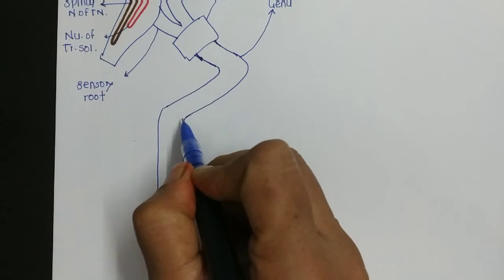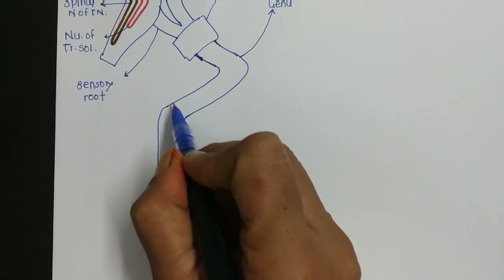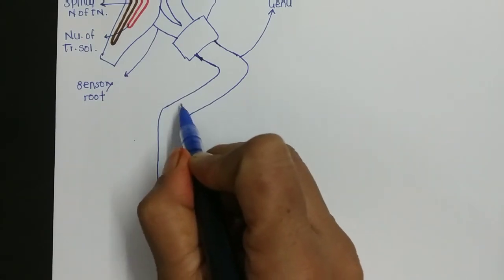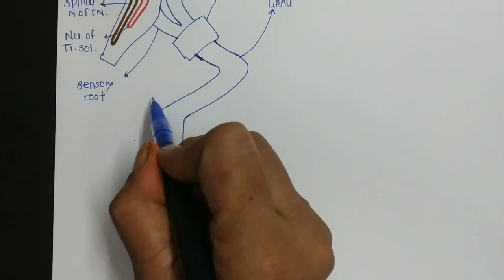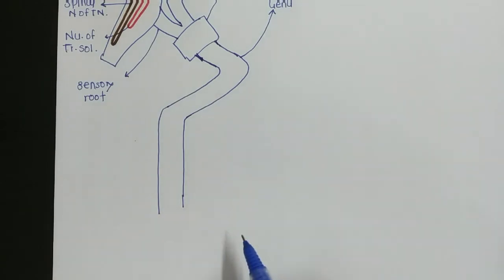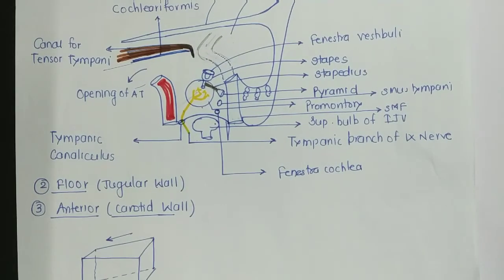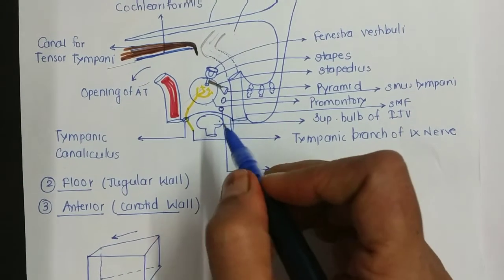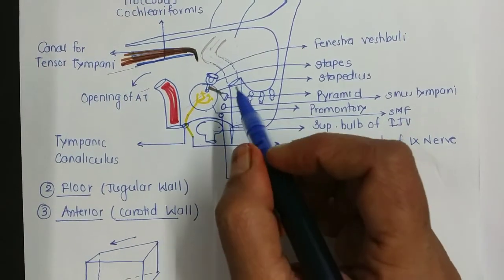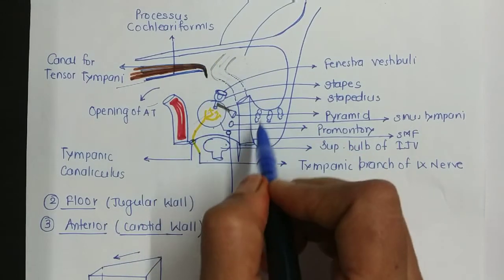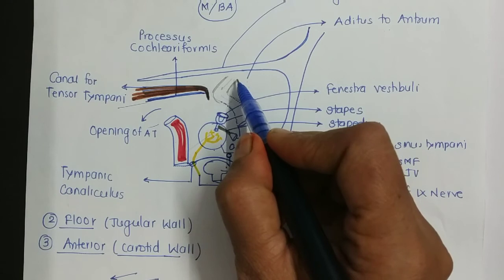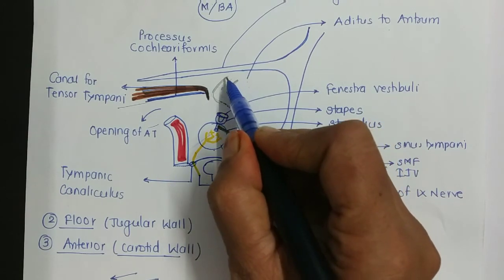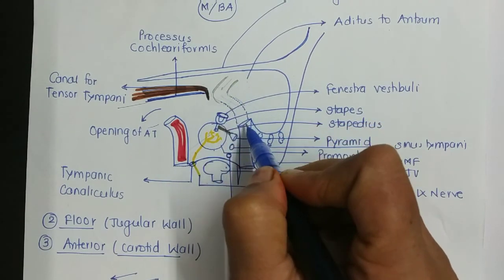The second bend is gradual and it lies between the promontory and the aditus to antrum. Now for better understanding of these relations, we will go back to the middle ear. When we have seen the middle ear, we have seen that this is the medial wall of the middle ear. In this we have seen that this is the facial canal. This complete is the facial canal.